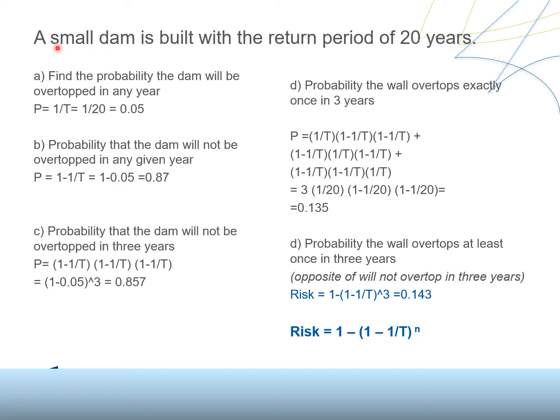Now let's see some other examples. A small dam is built with a return period of 20 years. So 20 years of return period. Find the probability the dam will be overtopped in any given year. So probability of accidents in any given year is 1 over T. So 1 over 20, which is 0.05. The probability that the dam will not be overtopped in any given year is just the opposite of that, right? So 1 minus 1 over T, 1 minus 0.05 is 0.95, right?